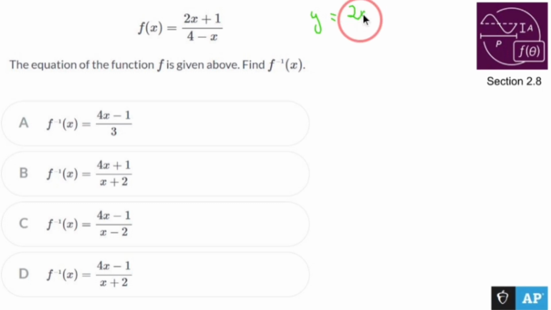It's just an ADHD thing for me where if I have f of x instead of y, it's going to look gross and it's going to bother me.